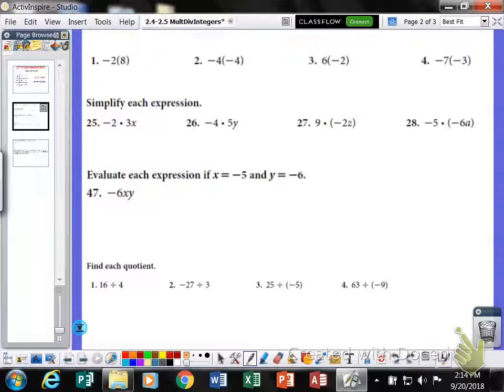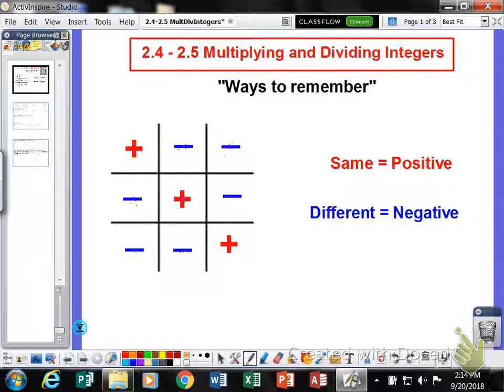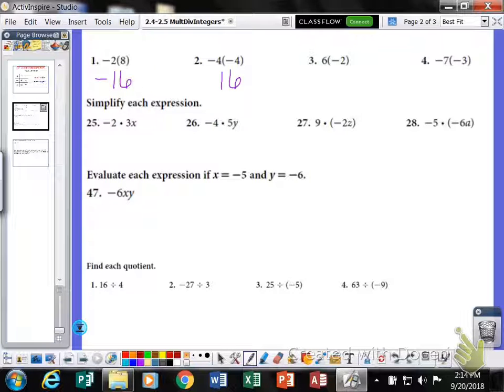So 2 times 8, if we just did the multiplication, is 16. One of them is negative, so my answer is negative. 4 times 4 is 16. Both of them are negative, so if I go back to this, a negative and a negative is a positive, so my final answer is positive 16.